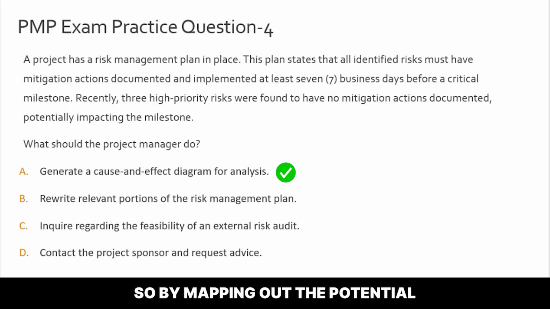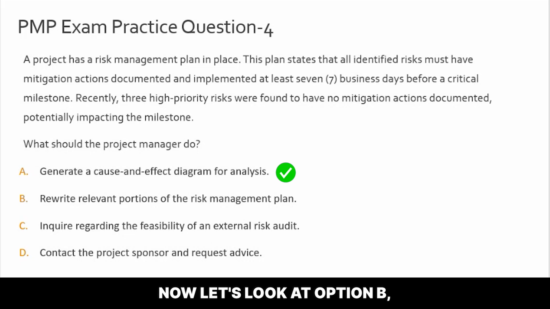So by mapping out the potential contributing factors, for example, it could be process gaps, it could be lack of resources, it could be unclear responsibilities. By doing this kind of contributing factor analysis through the help of the cause and effect diagram, the project manager gains insights to address underlying issues effectively rather than just the symptoms. Okay, so this approach aligns with proactive problem solving, which of course you need to keep in mind as a PMP exam aspirant, that you should always look towards proactive problem solving. And this is also something that is expected in professional project management, which ensures adherence to the approved management plan. Okay, so the correct answer is option A.